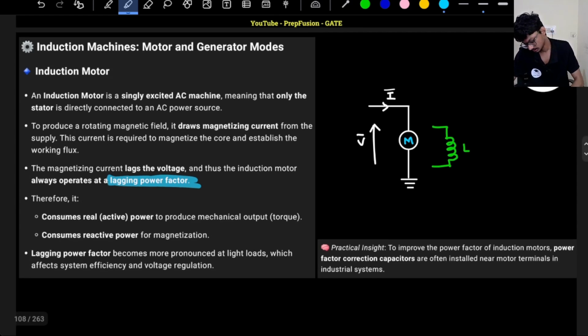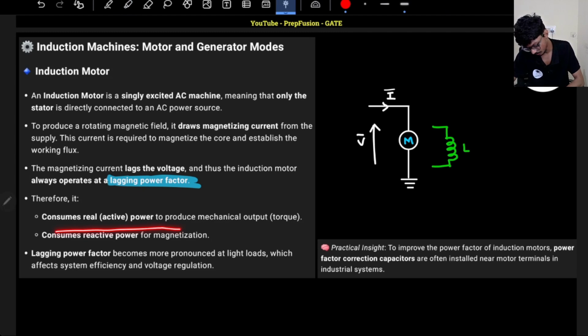It will consume real power if it is operating as a motor, and it will consume reactive power. I'm talking about only the motor. So as a motor, it will behave as a capacitive load, sorry, an inductive load. It will behave as an inductive load.